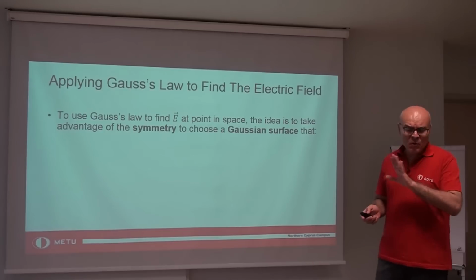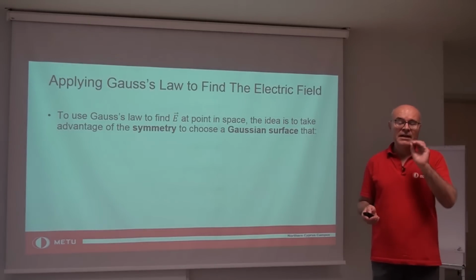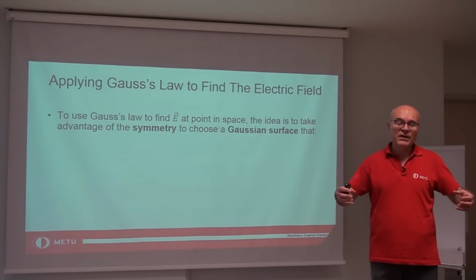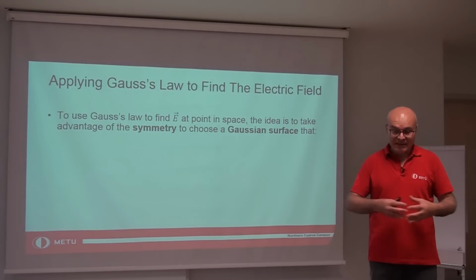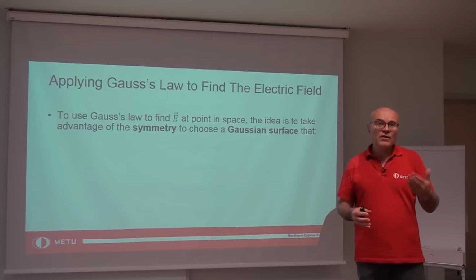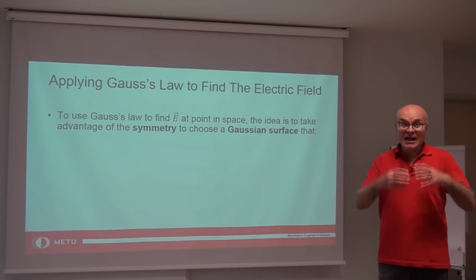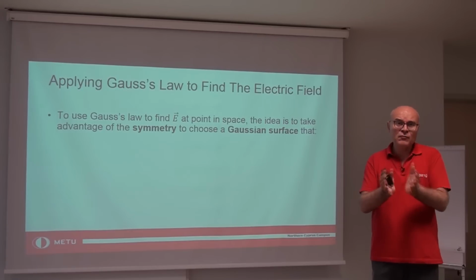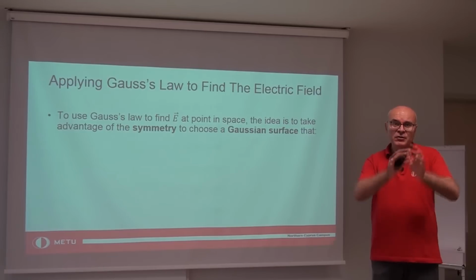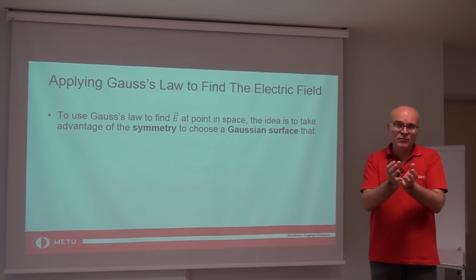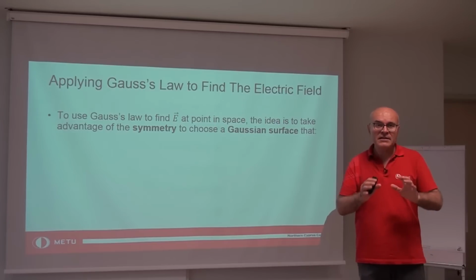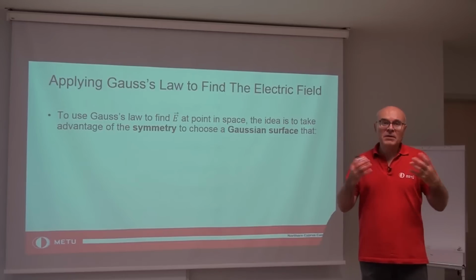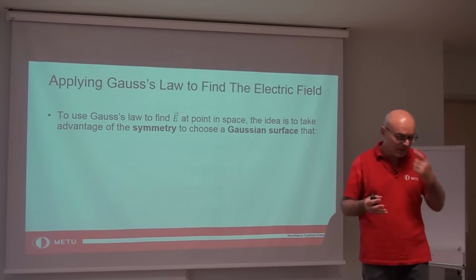Now, the most important point is to take advantage of the symmetry of the charge distribution that is given, so that you can pick a Gaussian surface. Remember, when you want to apply Gauss's law, you need a Gaussian surface, and then once you have this surface, you have a relation between the flux through this surface and the charge enclosed by this surface. So the first thing is to look at the symmetry and pick a suitable Gaussian surface. A convenient Gaussian surface will make your life easier.